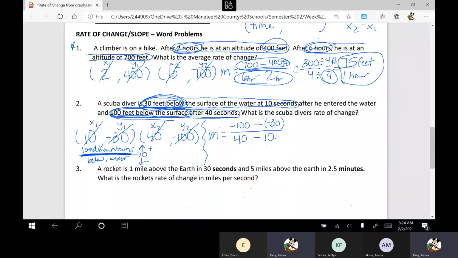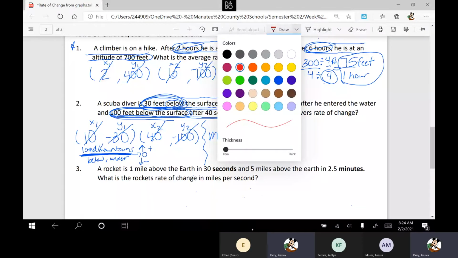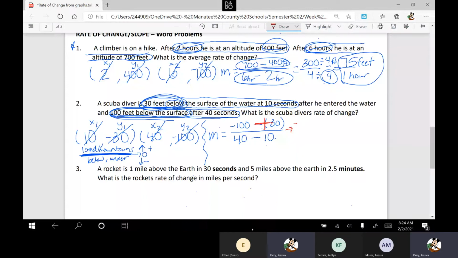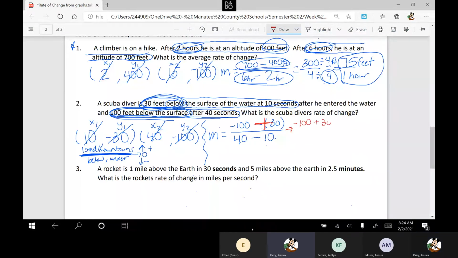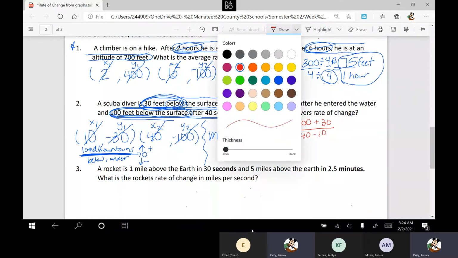Okay, so up top you notice we have minus the negative. You want to be really careful with that. Make sure you write it down correctly. But let's go ahead and fix it, because minus and negative gets really messy. Minus and negative really just turns into a plus sign. So I'm going to rewrite it here. It's pretty much saying negative 100 plus 30 over, and then this 40 minus 10 doesn't change. Okay.